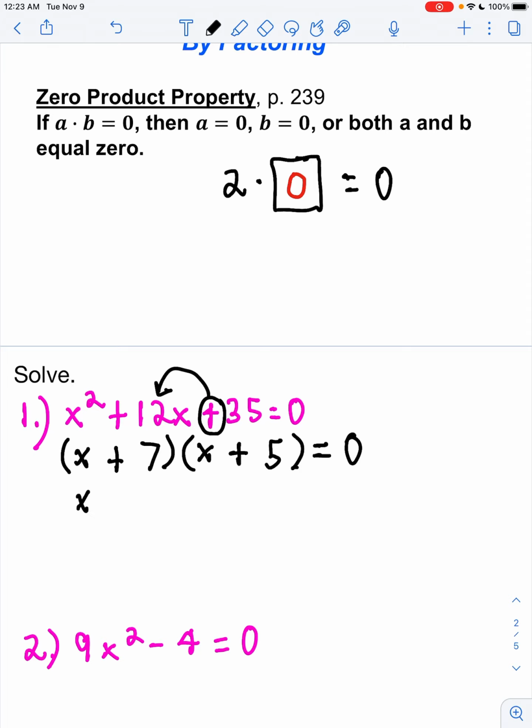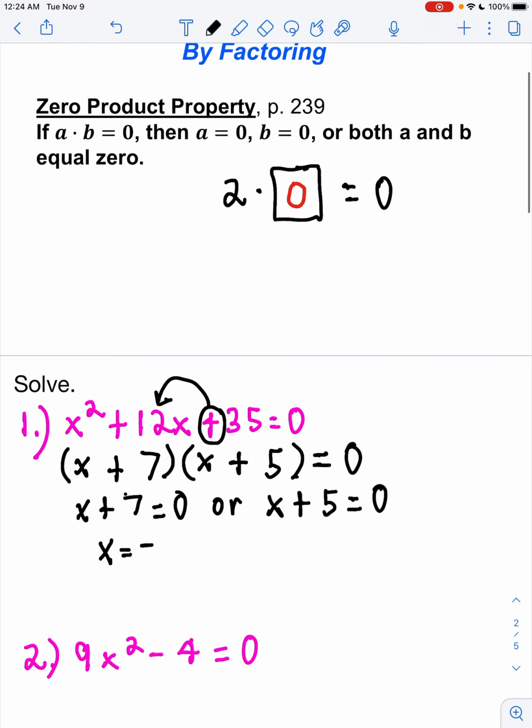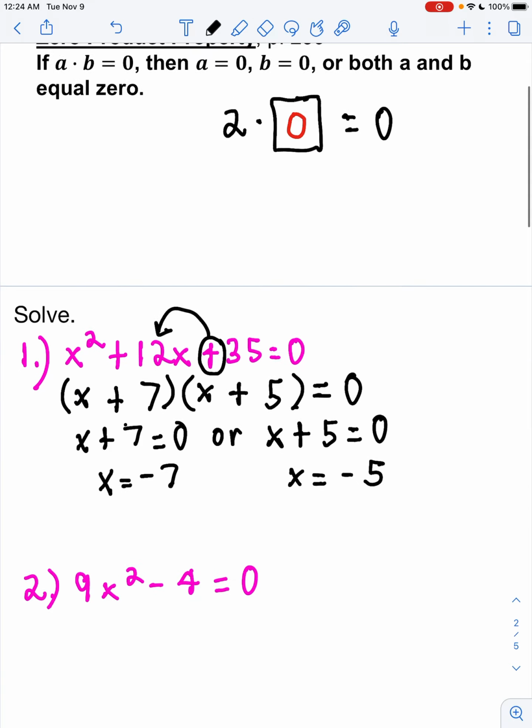At this point, you take each factor and set it equal to 0. And then you solve to find what the value would be for x. So x is going to equal either negative 7 or x is going to equal negative 5. And I would expect you to show that step at this stage of the game. Once we get beyond this, then we'll talk about whether we can drop that intermediate step.